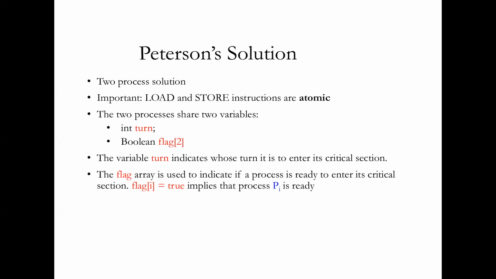The flag array indicates that the process is ready to enter the critical section. So if flag y is set to true, that means Py is ready to enter the critical section. It doesn't mean that it will enter, but it indicates its readiness to enter the critical section. And then the turn variable says whose turn it is, so it will just indicate the ID of the task whose turn it is to enter the critical section.